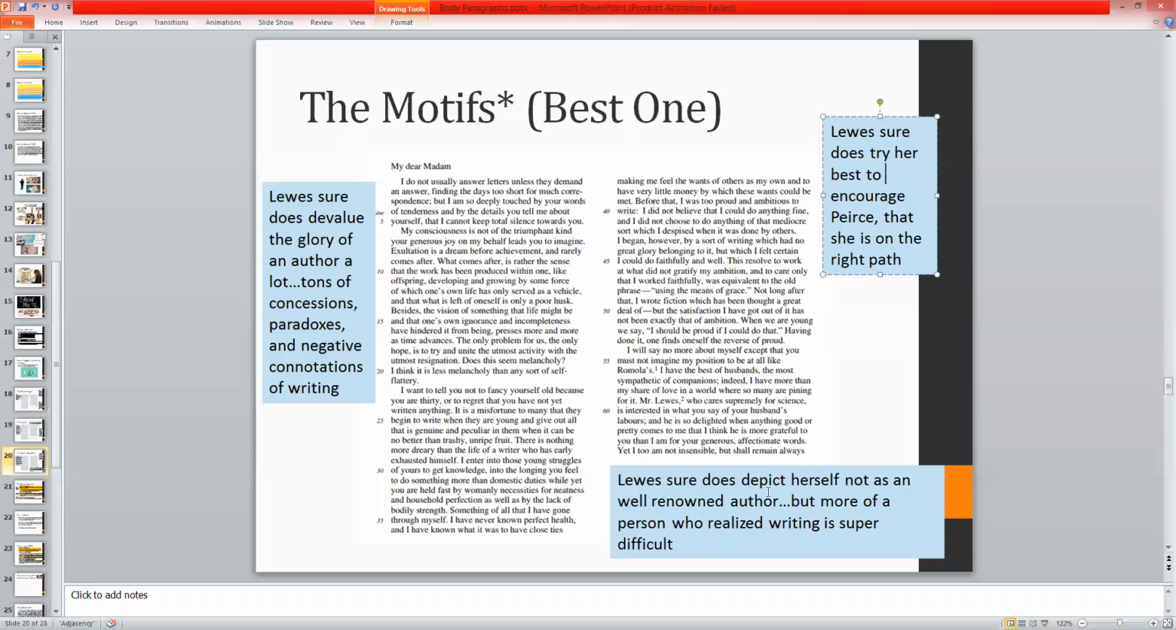And I also noticed Lewis sure does depict herself not as a well-renowned author, but more as a person who's realized writing is super difficult. Writing is not like, don't worry, you're going to open all of your best fantasies. No, writing sucks. It's really an arduous process, but you'll get there.